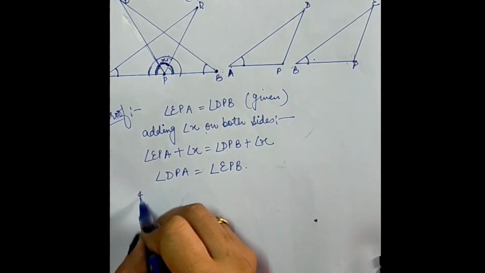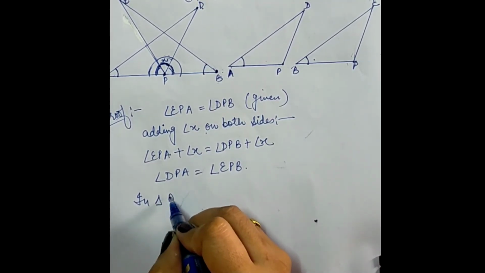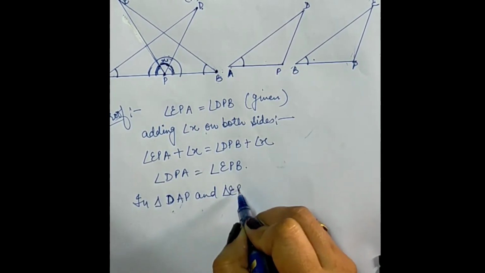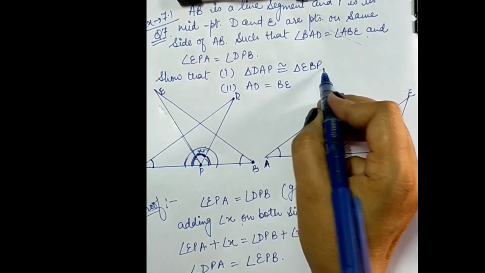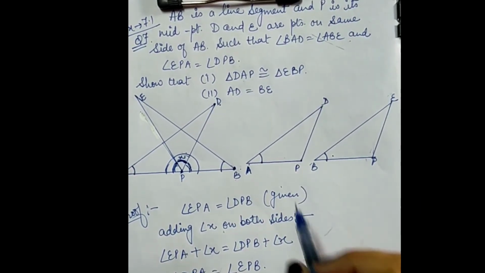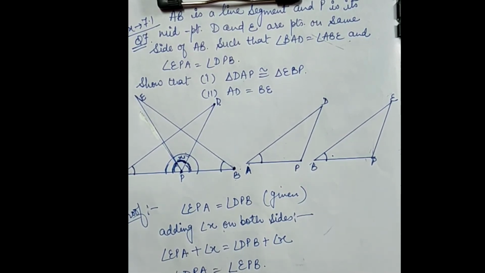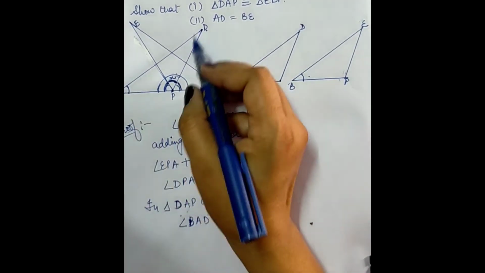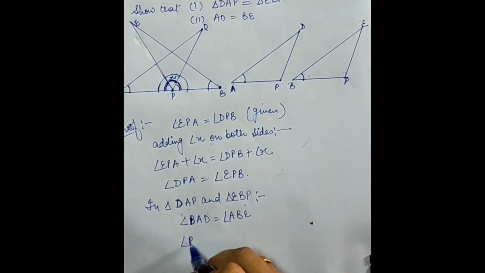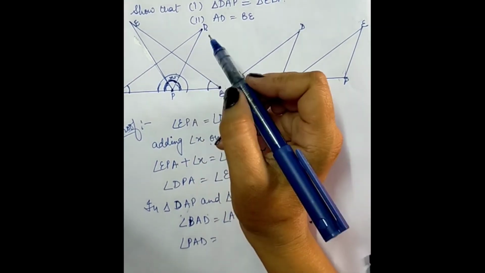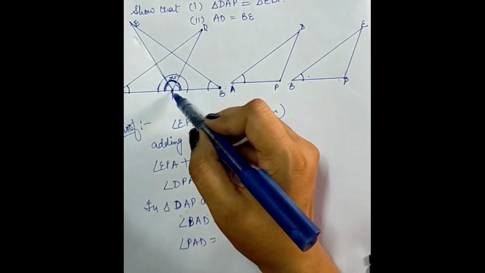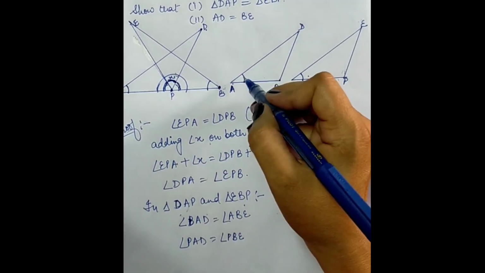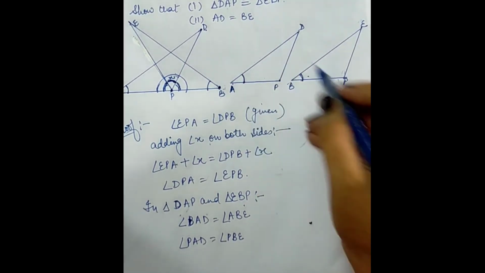So now in triangle DAP and triangle EBP, which we want to prove to be congruent, you can see we have been given that BAD is equal to ABE. BAD can be written as PAD and ABE can be written as PBE, as I told you earlier also. So one of the angles, these are equal, PAD and PBE.